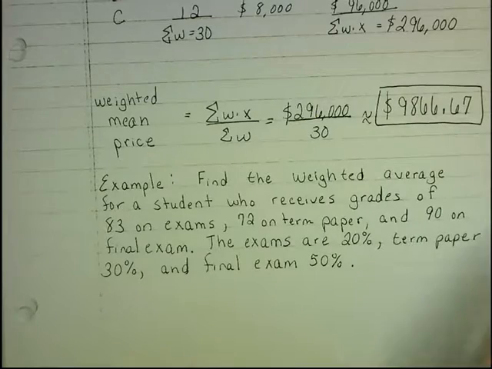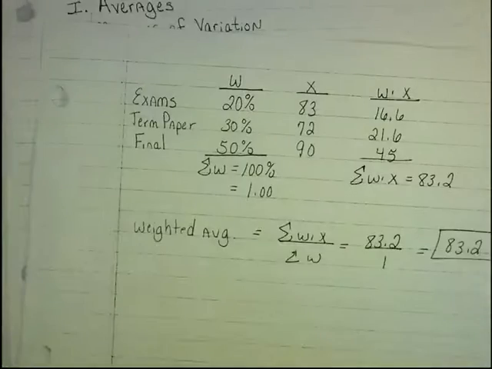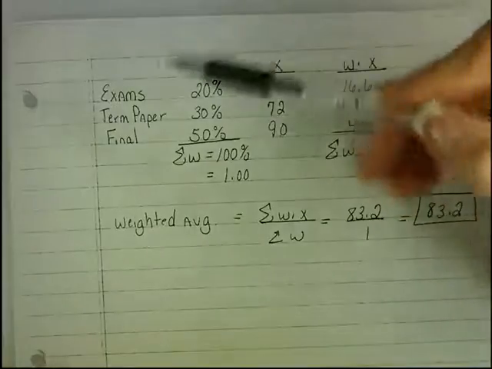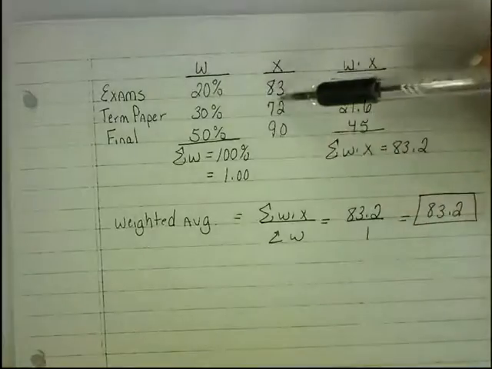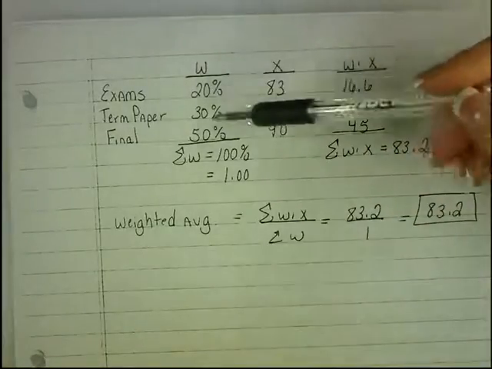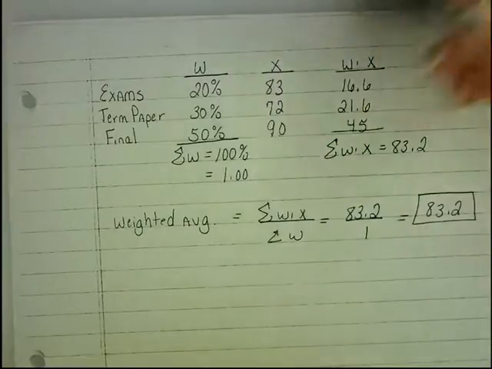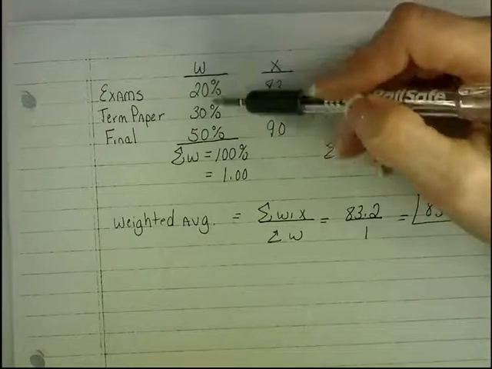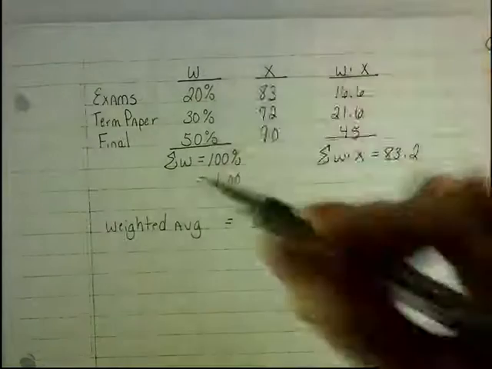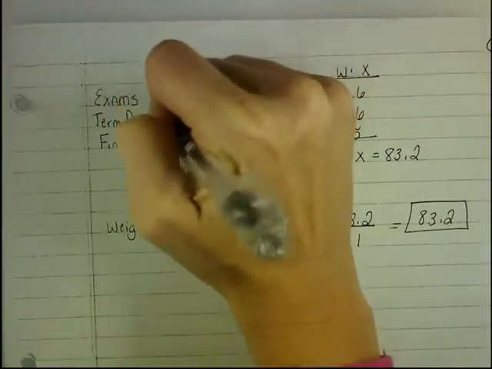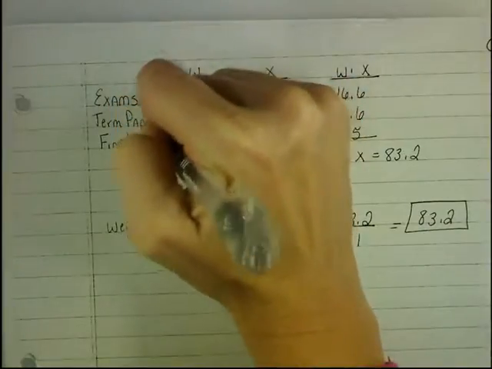This is pretty clear which would be the data column and which would be the weight column. Obviously, the data column is going to be the actual grade, and then the weight column is going to be how much each grade weighs. The exams are 20%, term paper is 30%, and the final is 50%. Now, if you multiply, you will have to change these percentages to decimals. So this would be 0.2, this would be 0.3, and this would be 0.5.